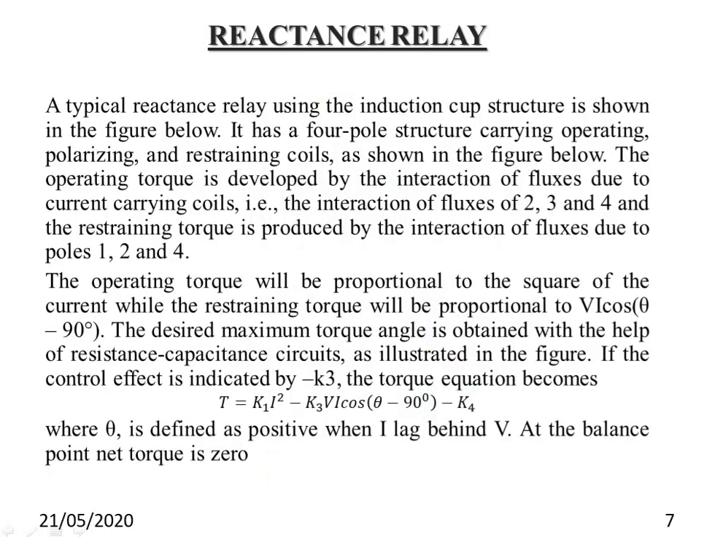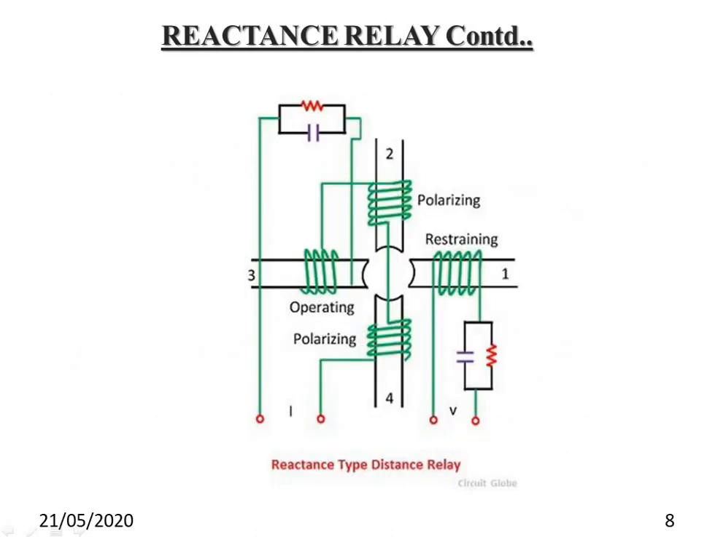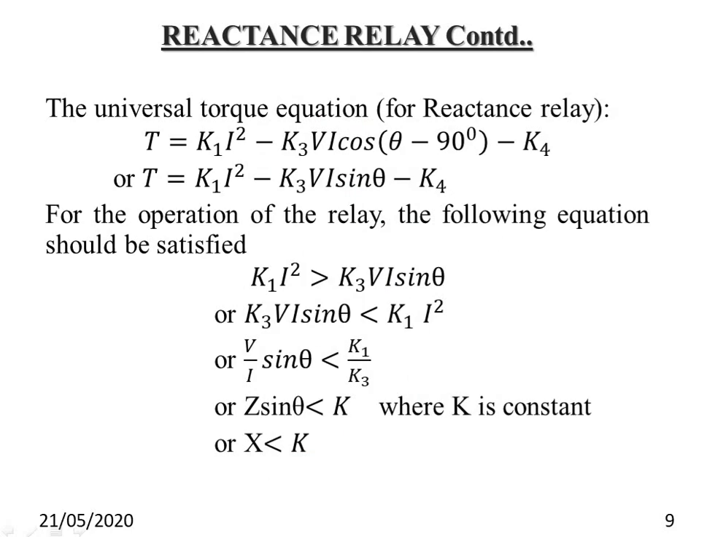That means the torque equation will be T is equal to K1 I square. It is giving the operating torque. Then definitely restraining torque will be negative, operating torque will be positive. The negative will be restraining torque. K4 is the spring torque, negative, and restraining torque K3 VI cos of theta minus 90 degree. It's also the restraining torque, so it will become negative. Okay. Now see how it will work.